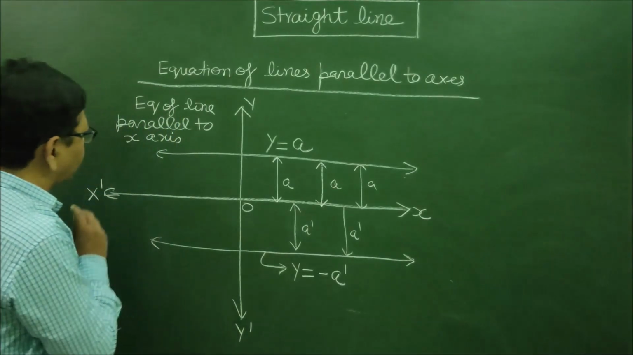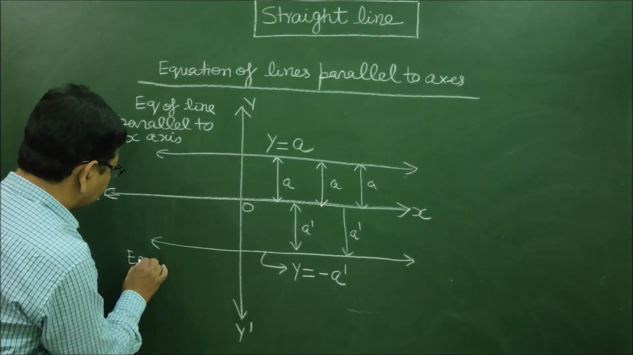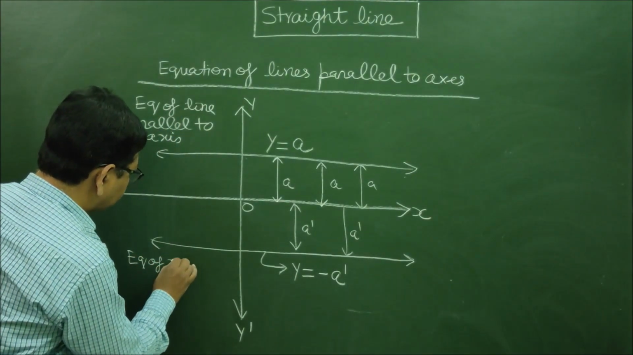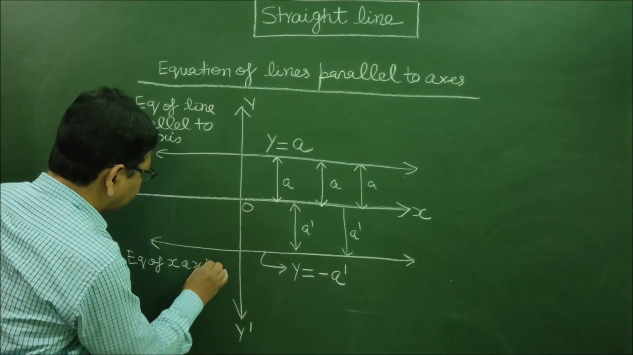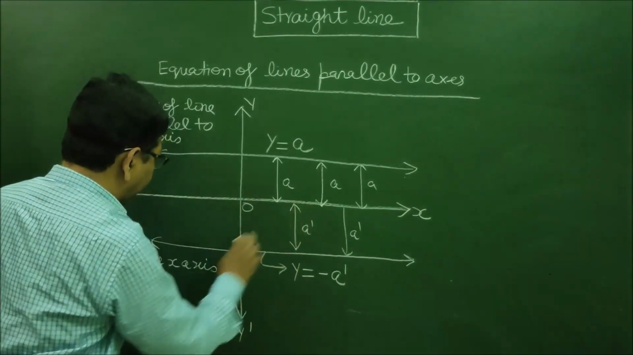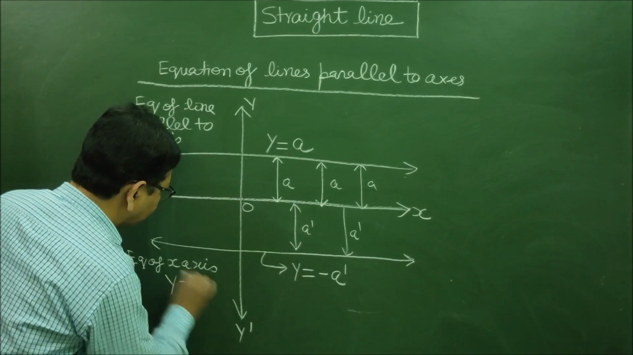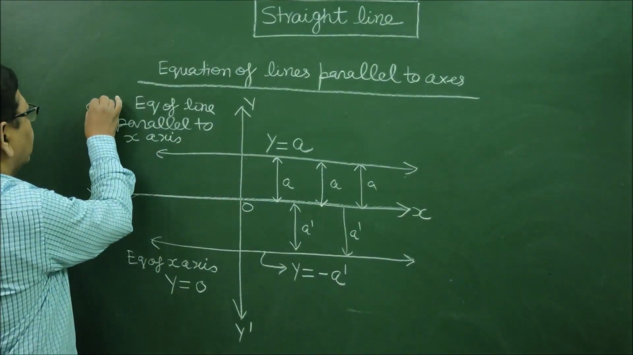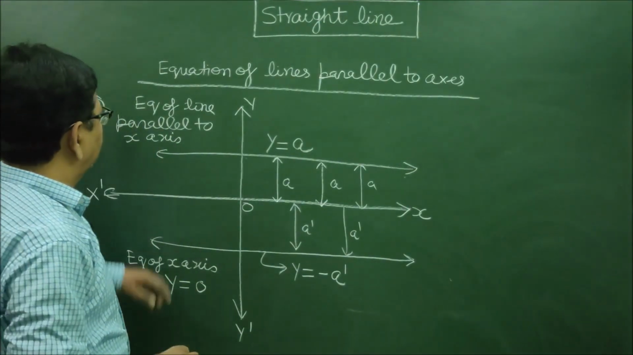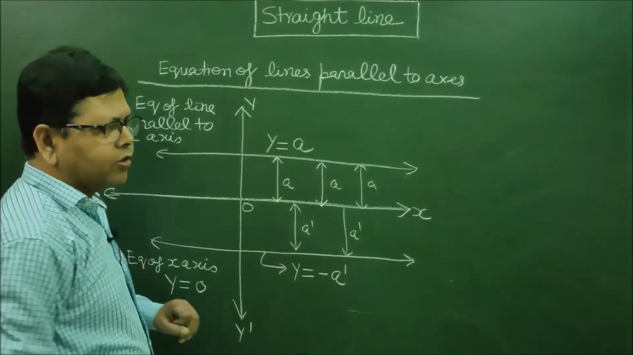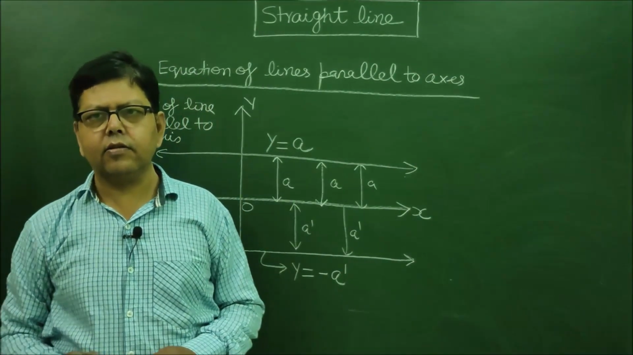And equation of x-axis, because the y coordinate is always 0 on the x-axis, so equation of x-axis is y is equal to 0. So this was about equation of line parallel to x-axis.